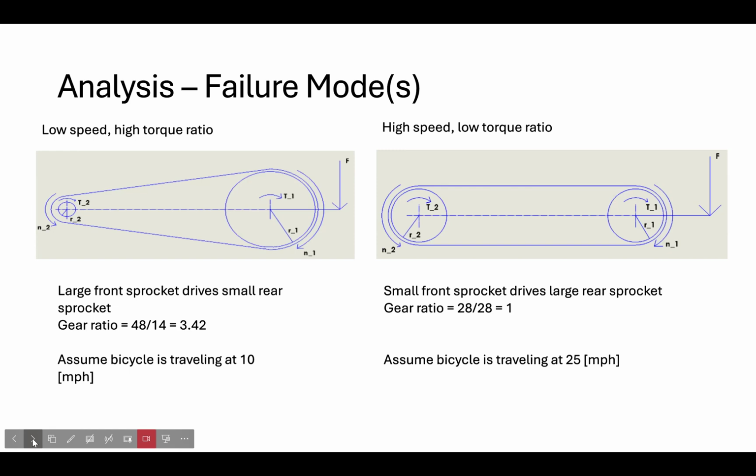And for the high speed low torque ratio, a smaller front sprocket drives a larger rear sprocket. In the case of this bicycle, the chain rings are actually the same size, so the gear ratio is 1. And we will assume that the bicycle is traveling at 25 miles per hour.